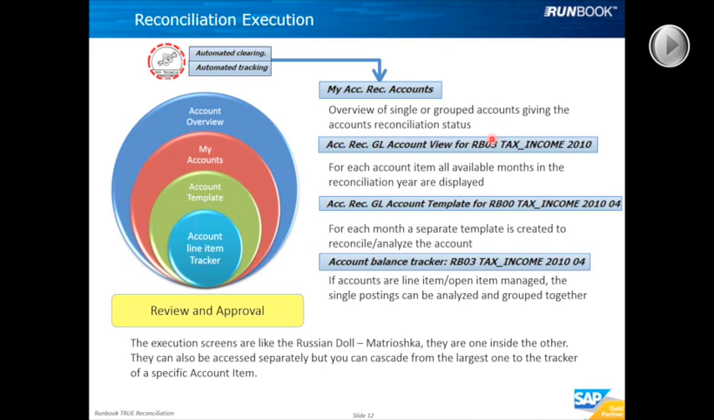Then I can go a level deeper, and then I'm at the account template, which is in the end the individual GL account. You can then see all the months for which this reconciliation has been performed. If I want to do a specific reconciliation, then you go into the template that is applicable for that specific period. And if I want to go into the smallest details, I go to the account line item tracker, and that is really based on line items.